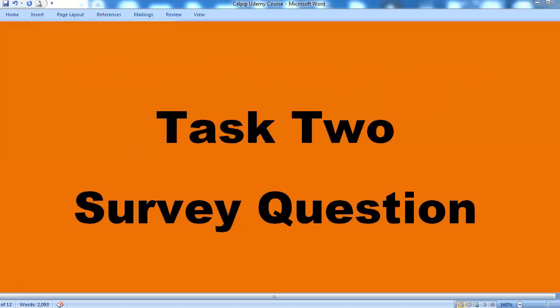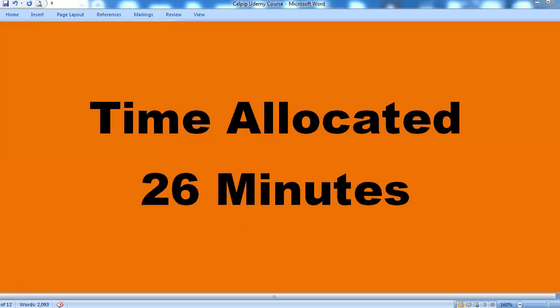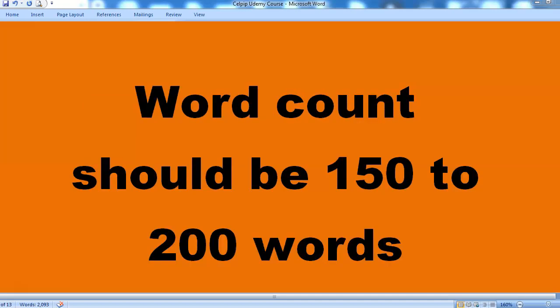Now let's understand the second task. That's task 2 given to you in this question paper. That will be a survey question. Again, you have to write a letter or an email in response to a survey that is presented to you. The time allocated to complete this second activity is 26 minutes. Again, the word count allocated for us in this section would be a minimum of 150 words and a maximum of 200 words. And as I mentioned earlier, we should be within the range.